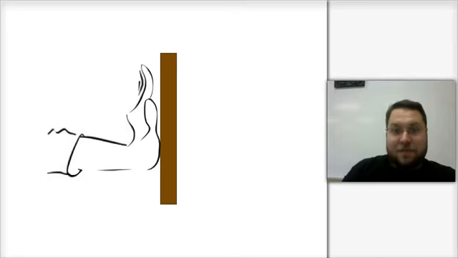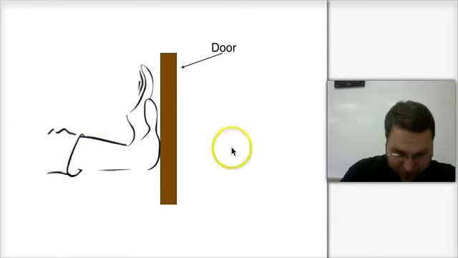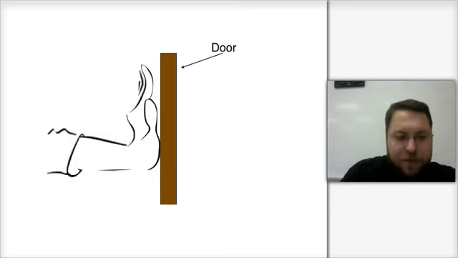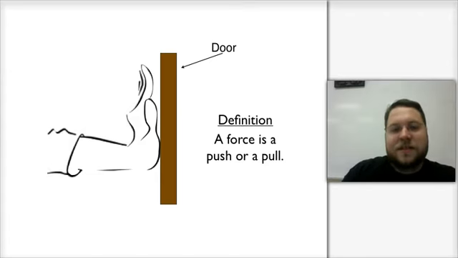So let's look at the action of you actually hitting the door. And that's supposed to be a door right there. Play along. So you take your hand and you push on the door. That push is one of these forces that we want to learn about. So first, let's get a definition for force. Force is really just a push or a pull.